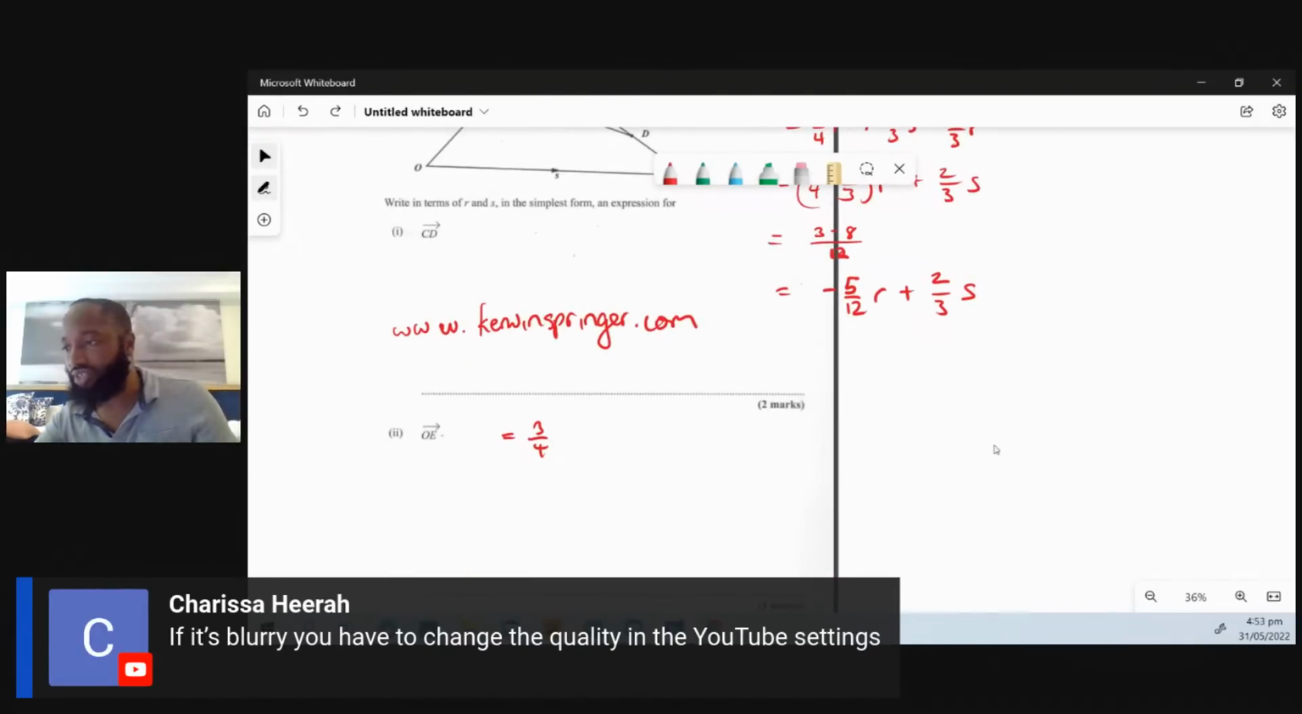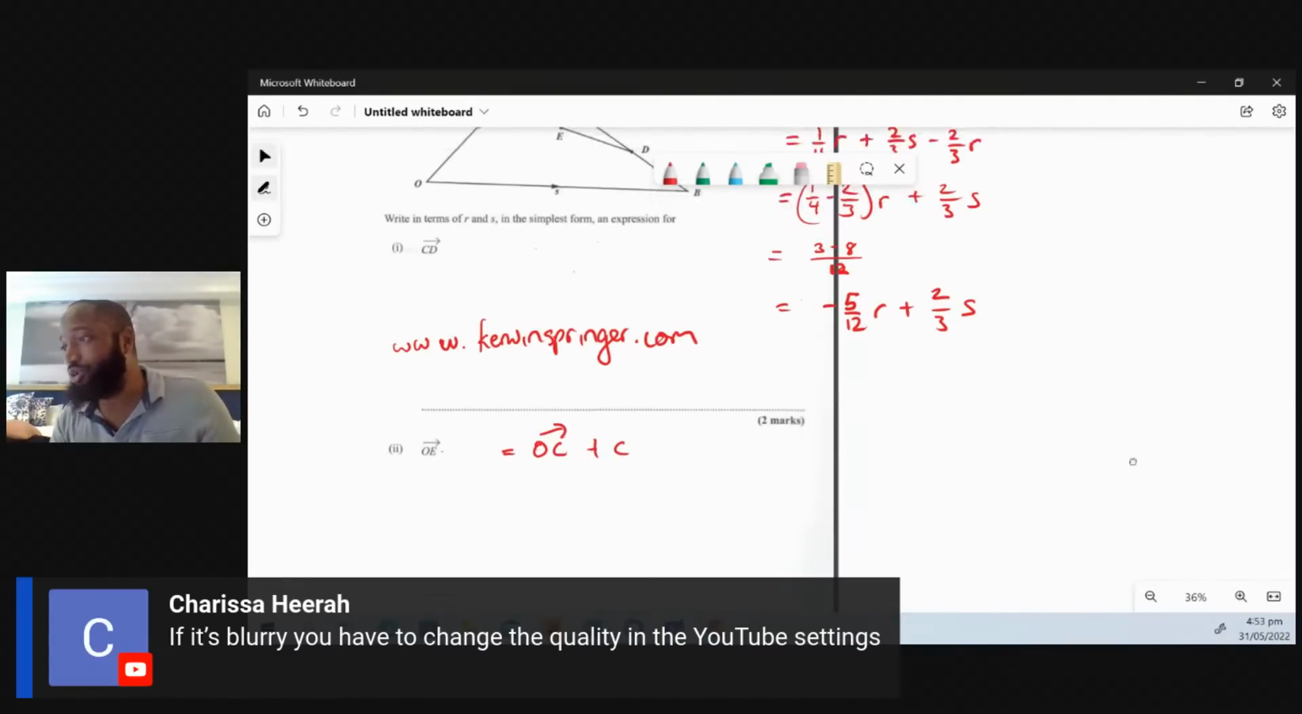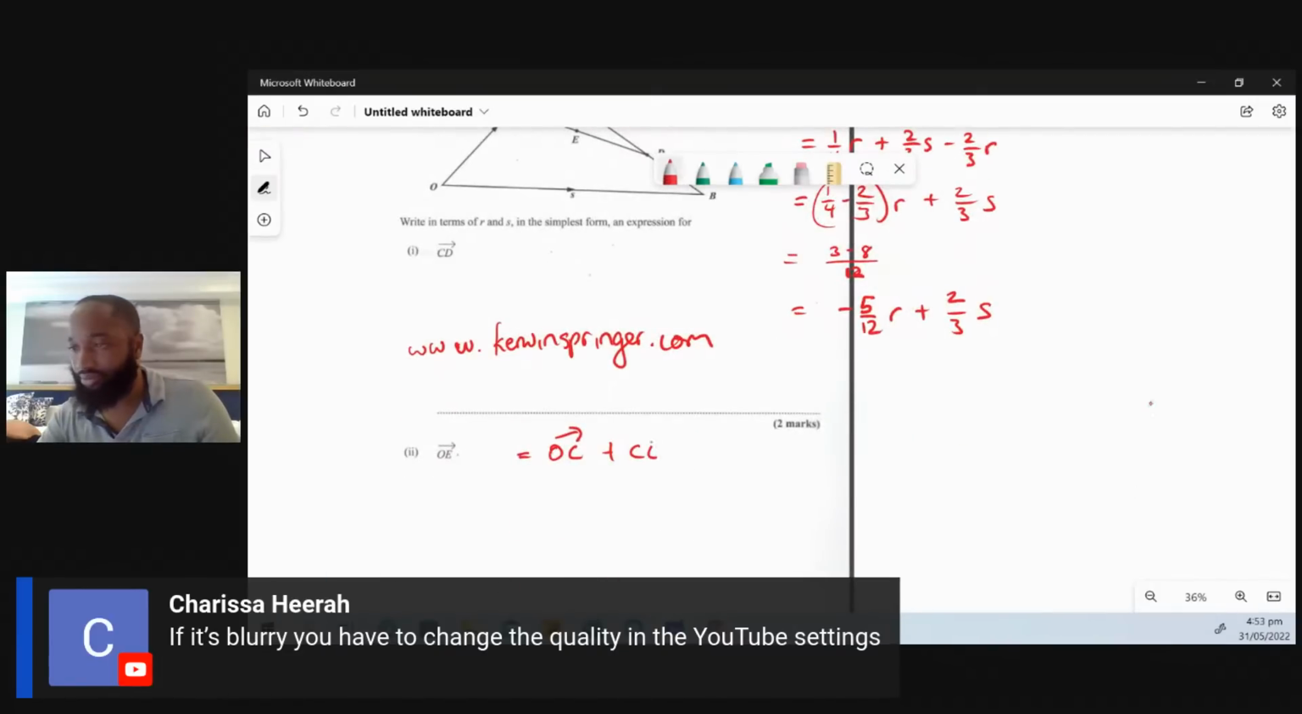Let me write out the whole thing. O to E is O to C plus C to E, right? Two vectors. That's how vectors work. Vectors is just following a different path.